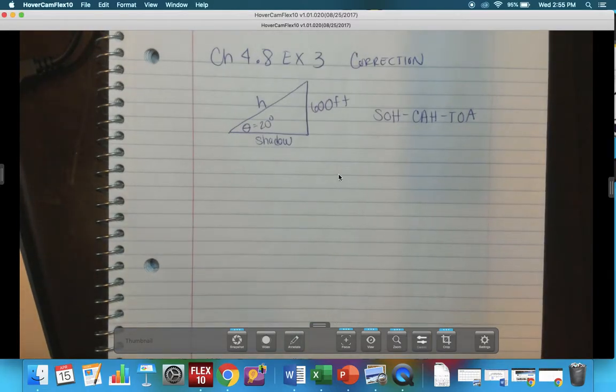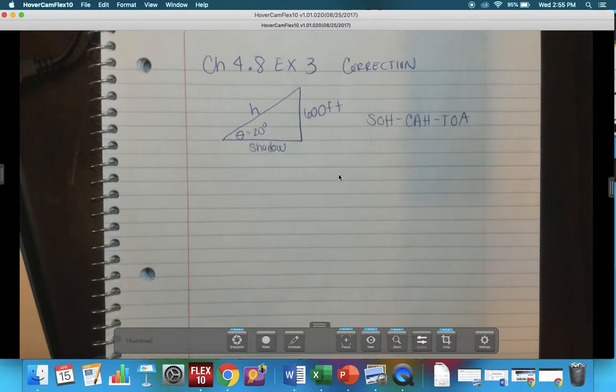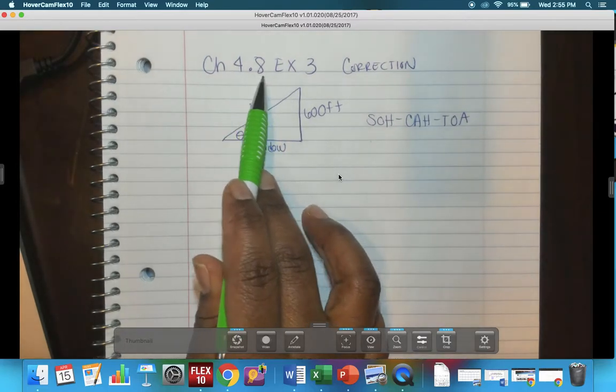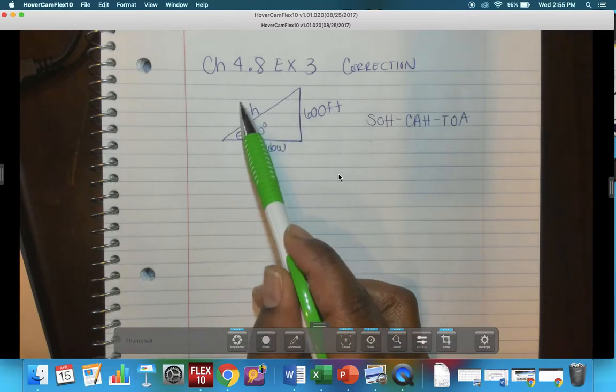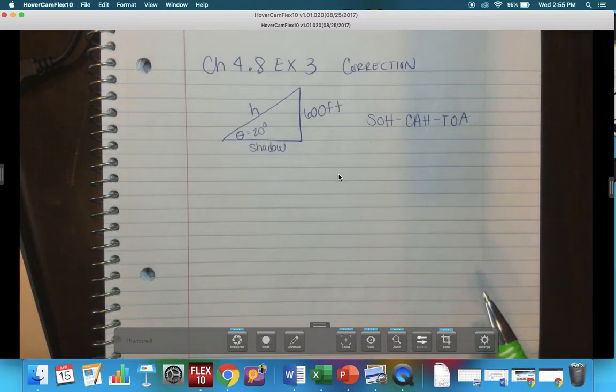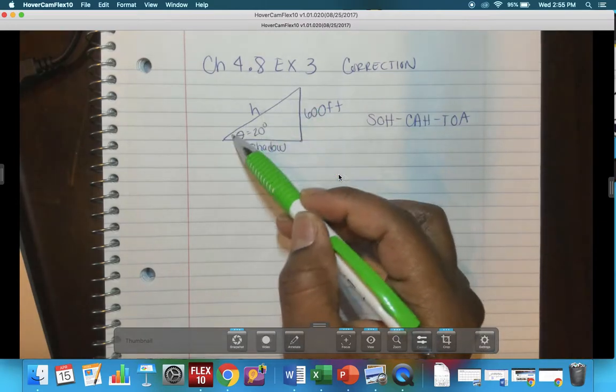Okay, so this video is to make a correction for example 3 on section 4.8. When I solved for the shadow, I just solved for the hypotenuse, which is actually not where the shadow is. This is just the length of the sun ray.